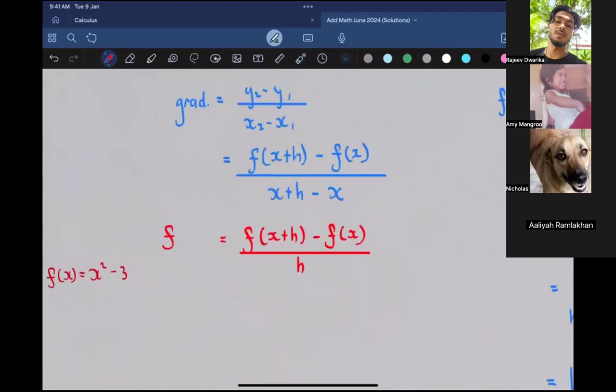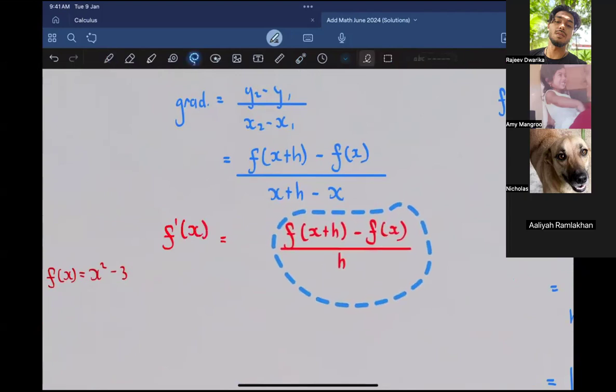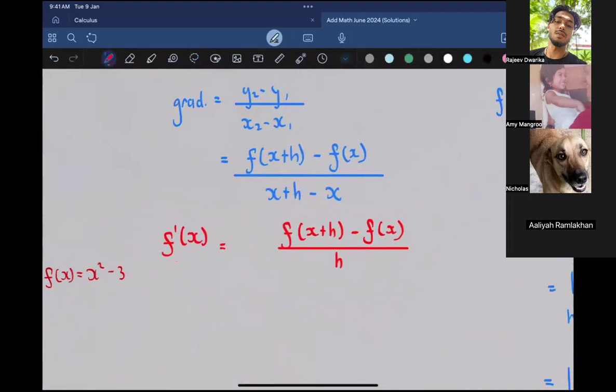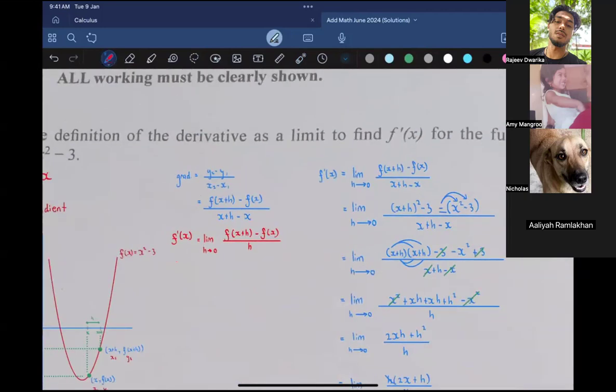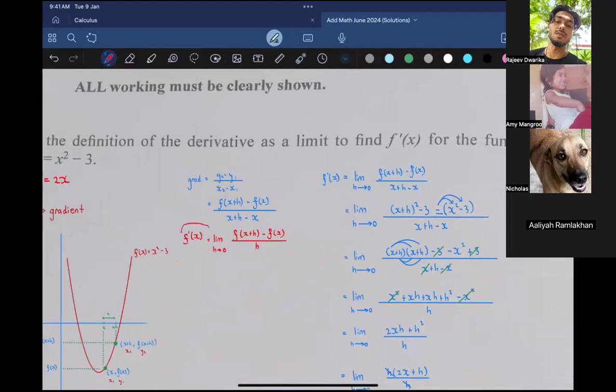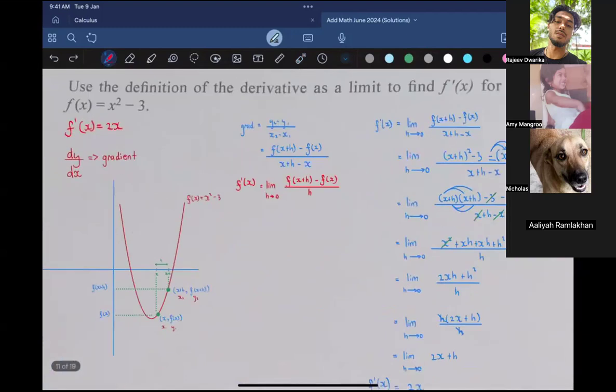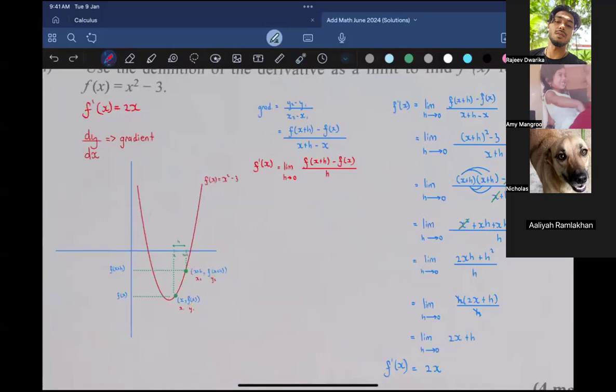So if you want to figure out the gradient, which is the first derivative, you're going to take the limit of this. That's what you're going to do. And you all know how to find limits, we just did it. So Nicholas, if I want to find the first derivative using this method, I have my 2 points, I use my gradient formula, and now I'm going to find limits. You okay? All right.